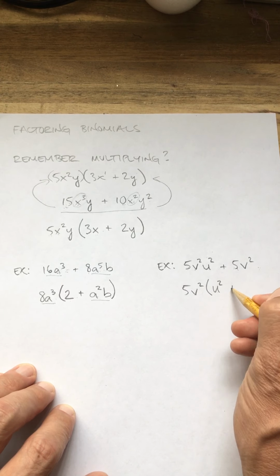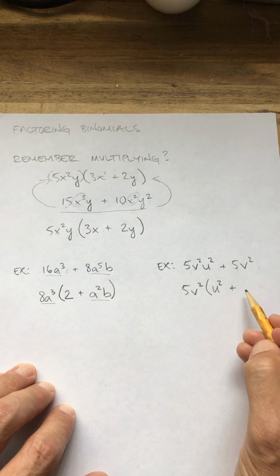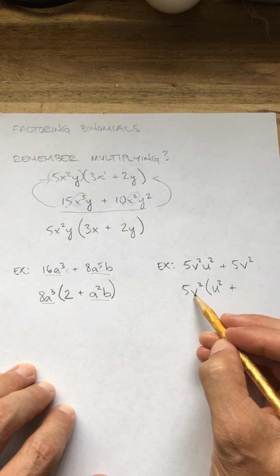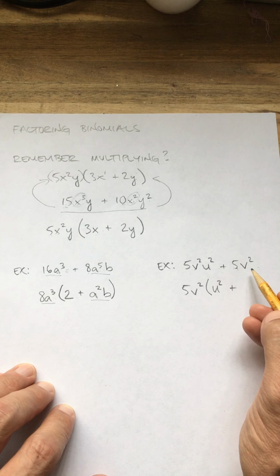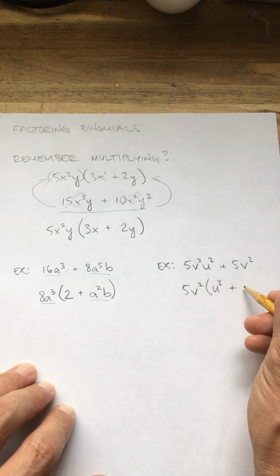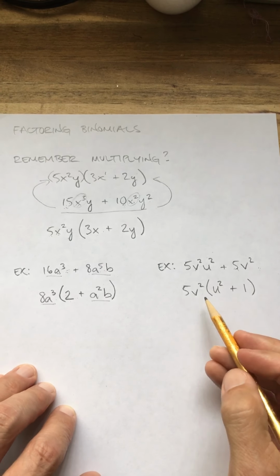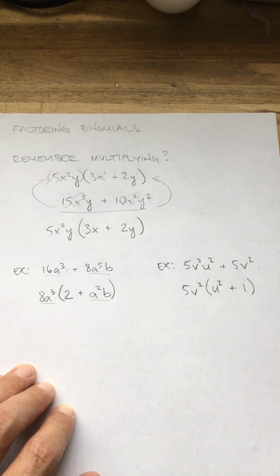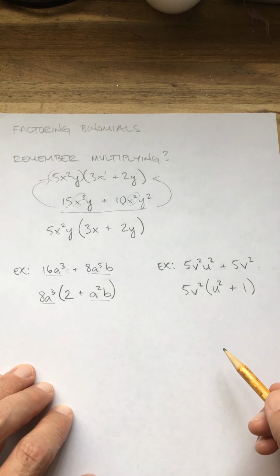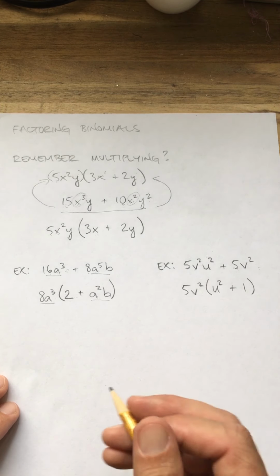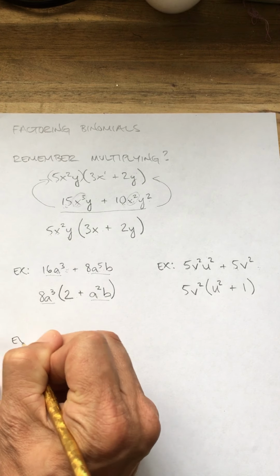Plus, now it's 5 times what gives you 5? And again, it's a 1. v squared times what gives you v squared? It's a 1. 1 times 1 is 1. Since there's nothing else going on here, I have to write the 1 in this case. So 5v squared times 1 gives you 5v squared. It's kind of a confusing one, but hopefully you can use this example to help you out. All right, let's do something a little more challenging. Try this one.